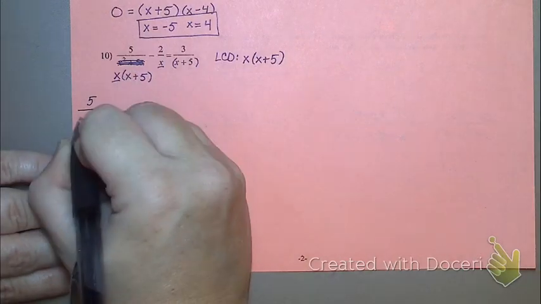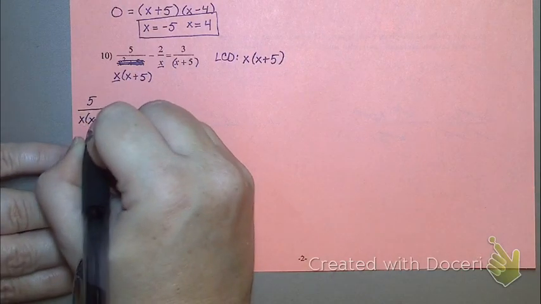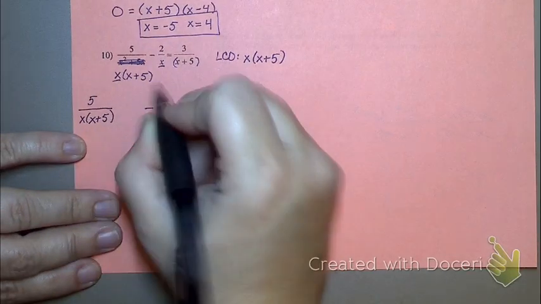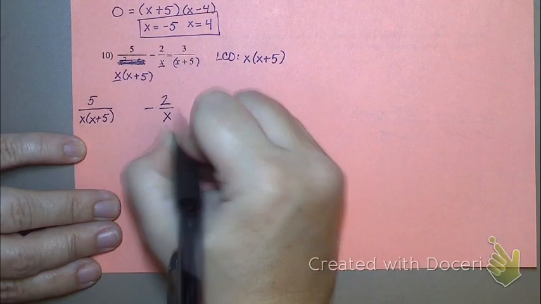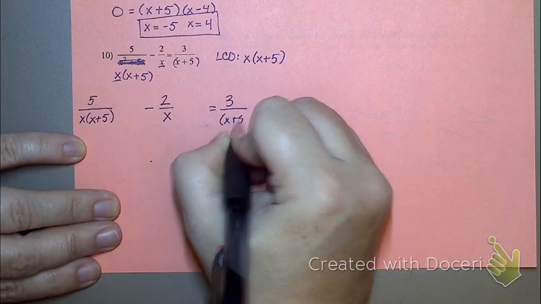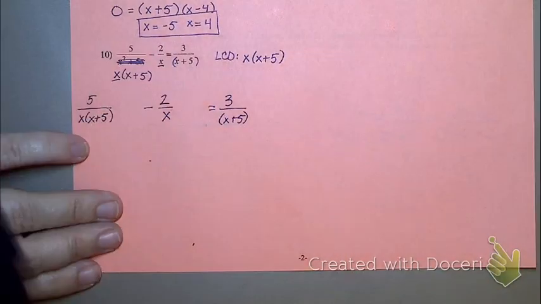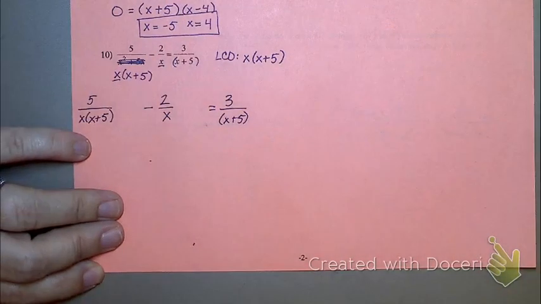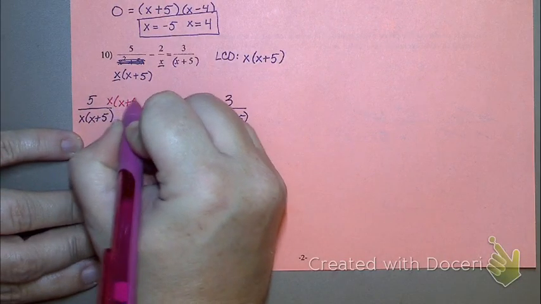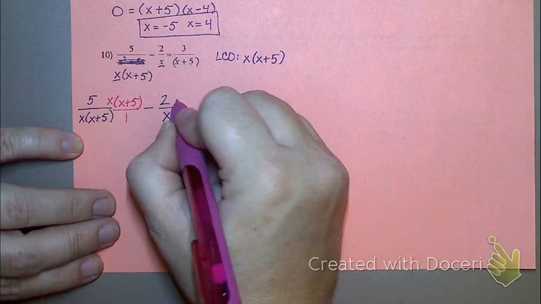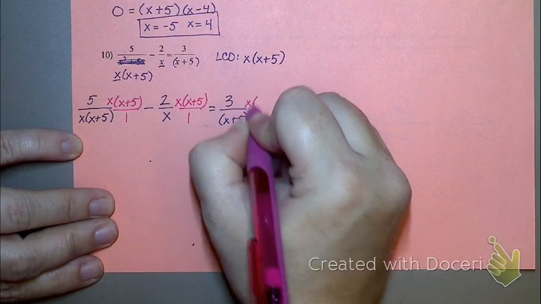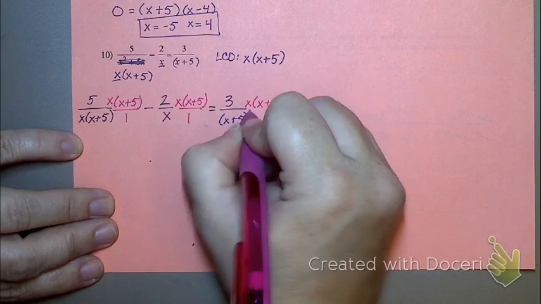I'm going to write all of the original fractions with an awkward space after them. So I'm leaving an awkward space here. Minus 2 over x, leave yourself an awkward space, equals 3 over x plus 5, and there's plenty of space there. What do I fill in the awkward space with? The LCD over 1, LCD over 1, LCD over 1.